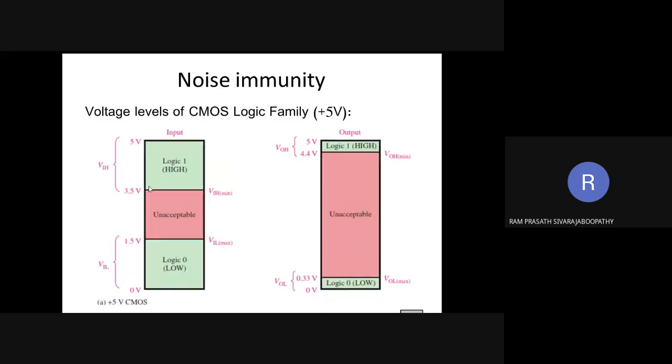Okay, next step. So this is CMOS logic family. For the 5 volt logic family, a narrow band is there. So 0 to 1.5 volt is logic low, and 3.5 to 5 volt, if it is in this range, we will say it is logic 1. This is for the input. Similarly for the output, a very narrow band is there.